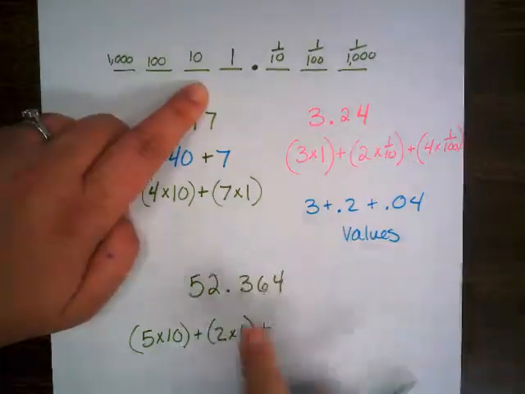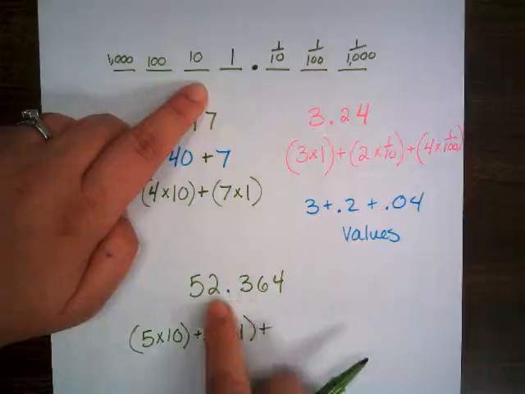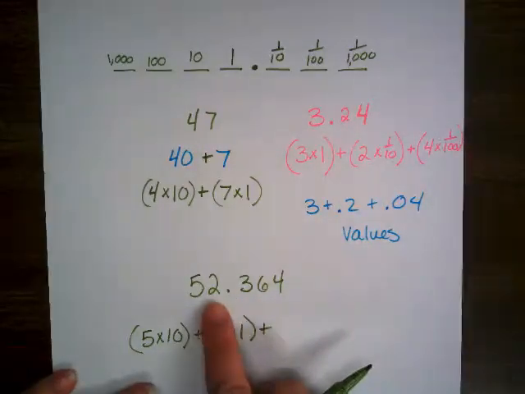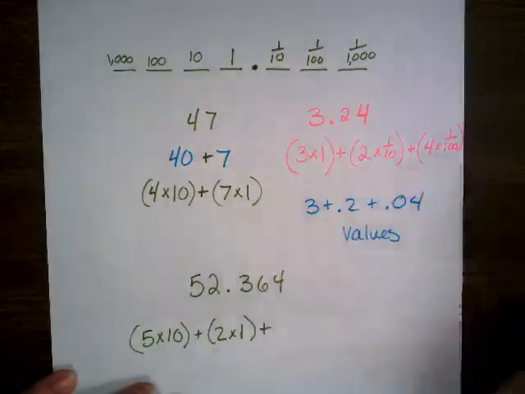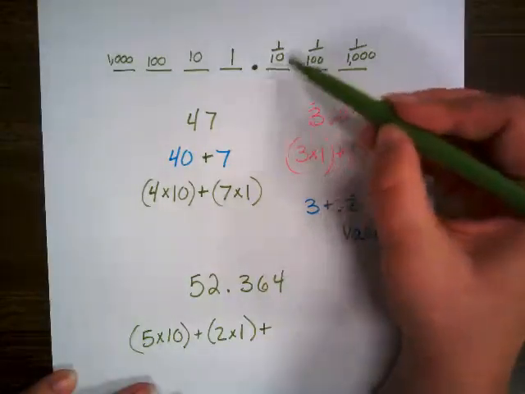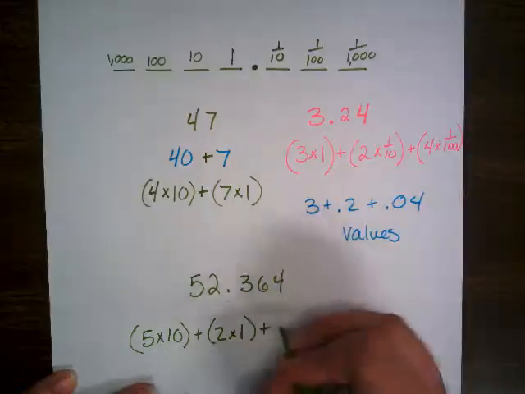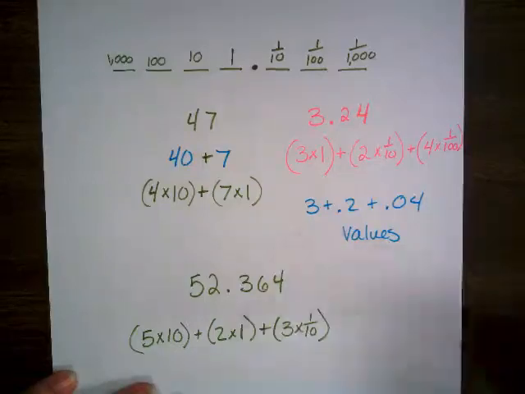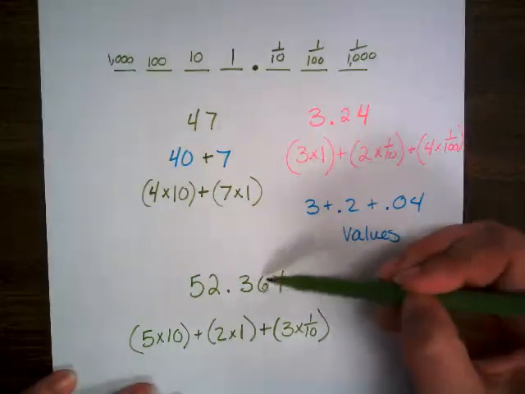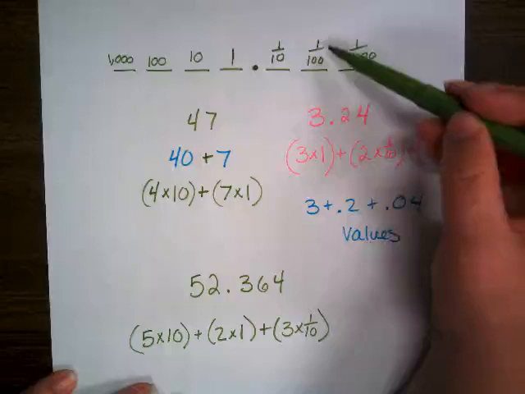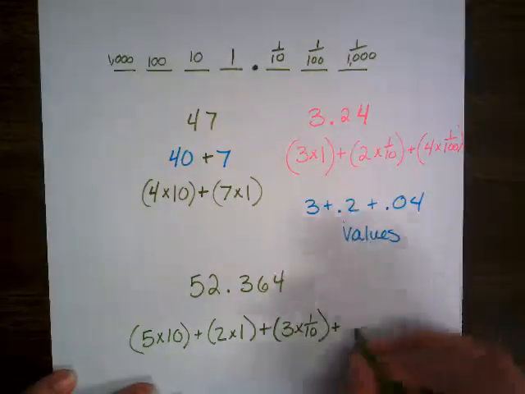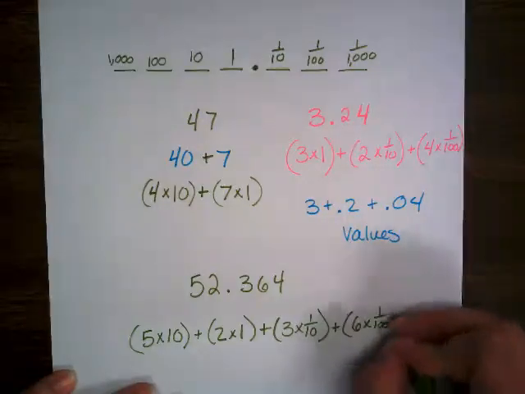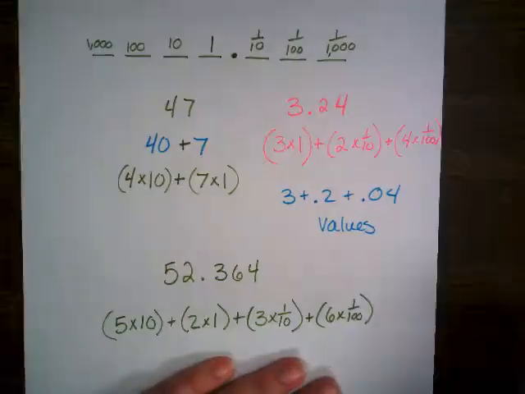Then, I've got a 3 here, but I know it's not a whole number. I know it's smaller than the decimal. Look, right up here, 1/10. So I would have this be 3 groups of 1/10. And then I'd have the 6 here. It's in this place value right here. So I would have 6 groups of 1/100ths.